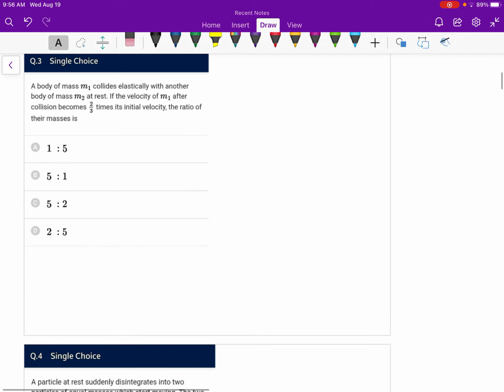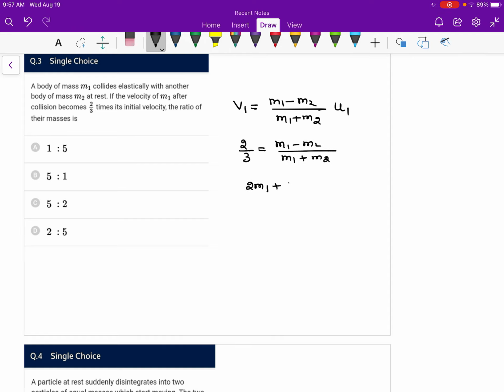A body of mass m1 collides elastically with mass m2 at rest, and the velocity of m1 after collision is 2/3 of the initial velocity. In a perfectly elastic collision, v1 is (m1 minus m2) upon (m1 plus m2) into u1. So 2 by 3 is equal to (m1 minus m2) upon (m1 plus m2). So 2m1 plus 2m2 is equal to 3m1 minus 3m2, so 5m2 is equal to m1. The ratio of their masses, m1 by m2, is 5:1. So B is the correct option.